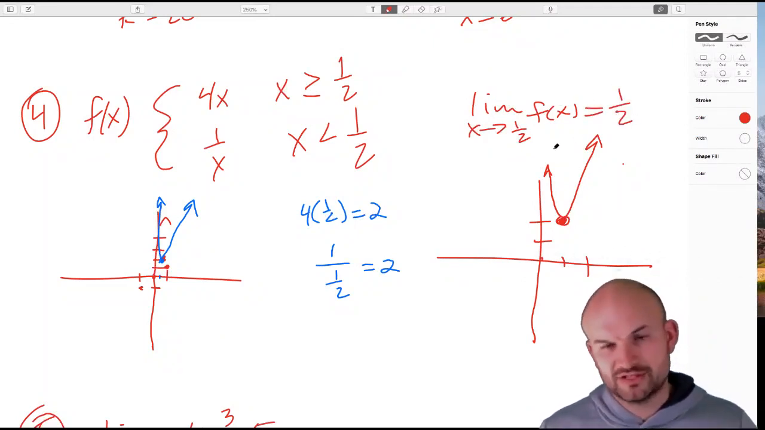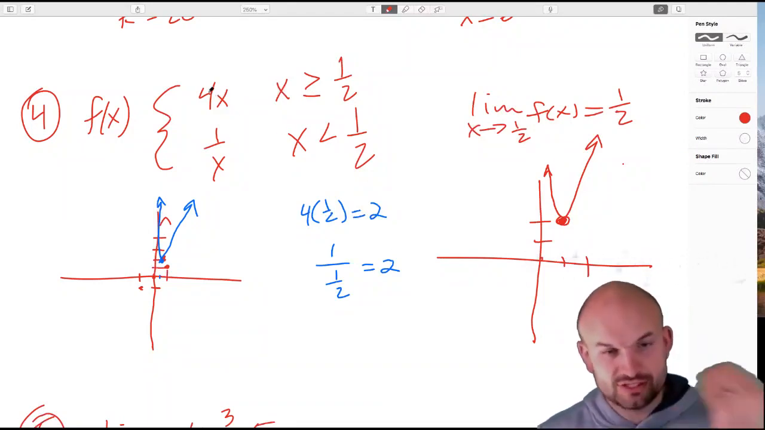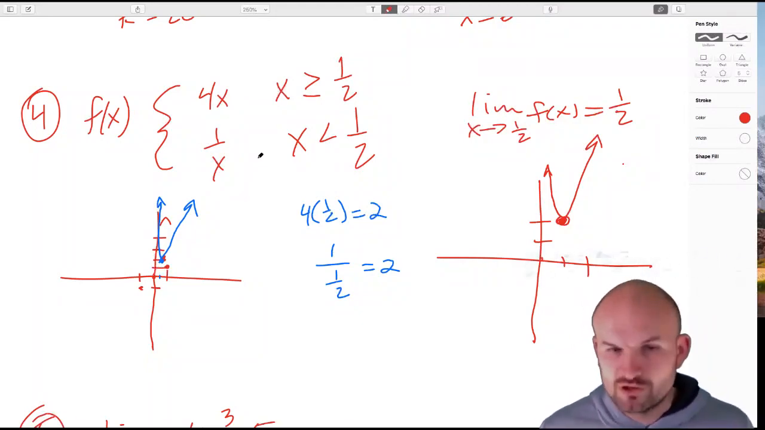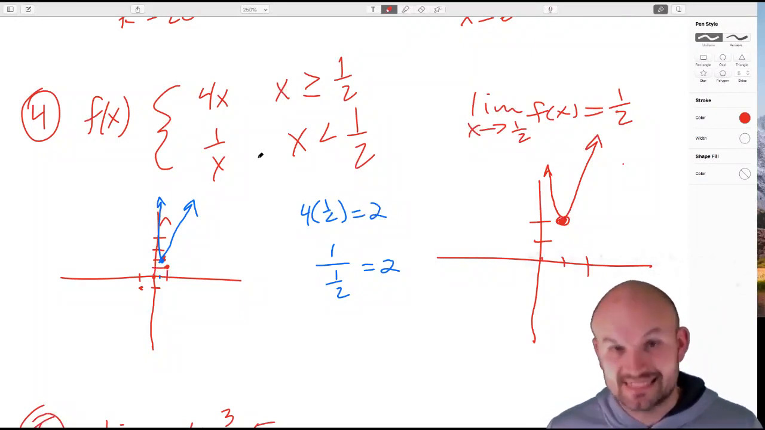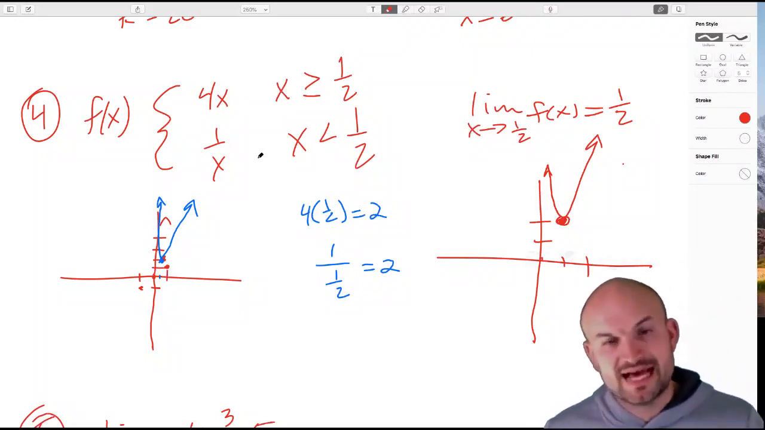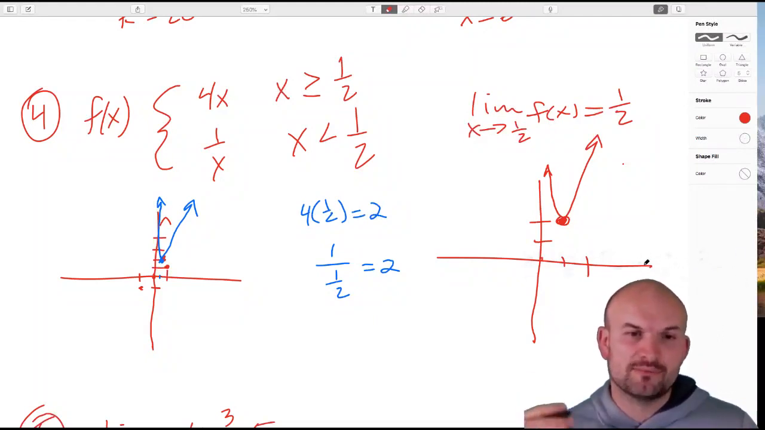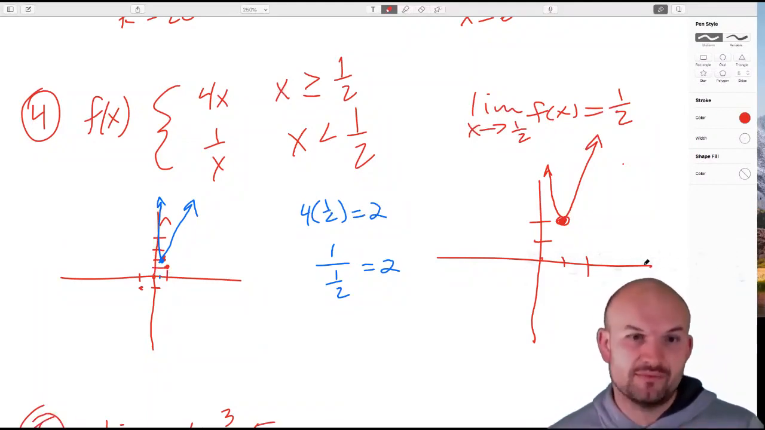So basically what we want to do is direct substitution into both of those functions to make sure they are approaching the same value. If they are not approaching the same value, then the limit would not exist, okay? But again, the limit is not looking for the value of the function. We're looking for where the graph is approaching. And for the general limit, the function needs to approach that value from the left and from the right.